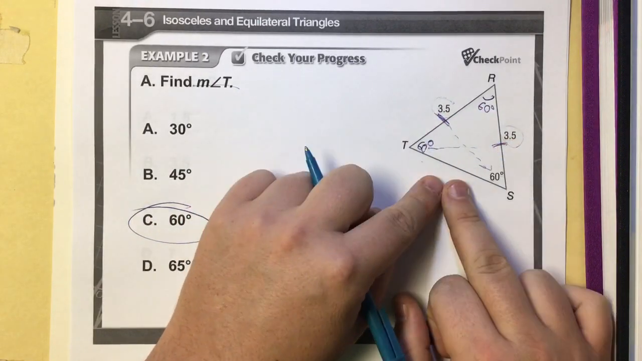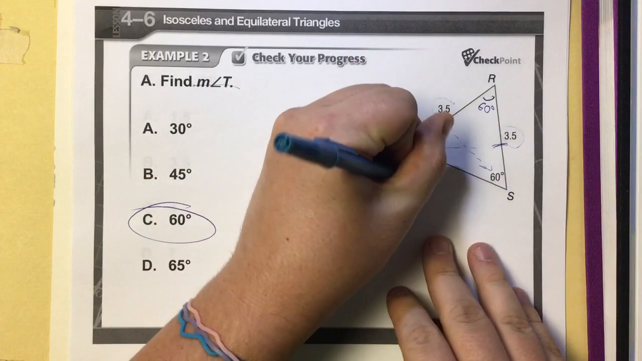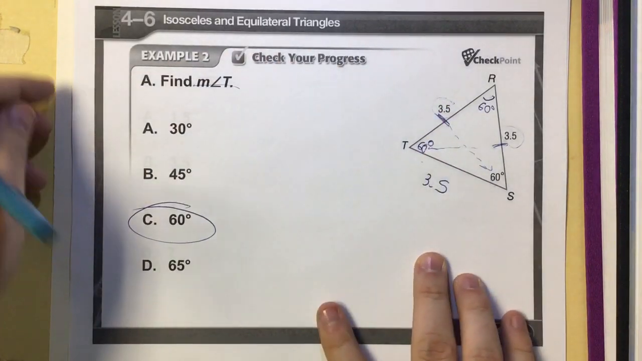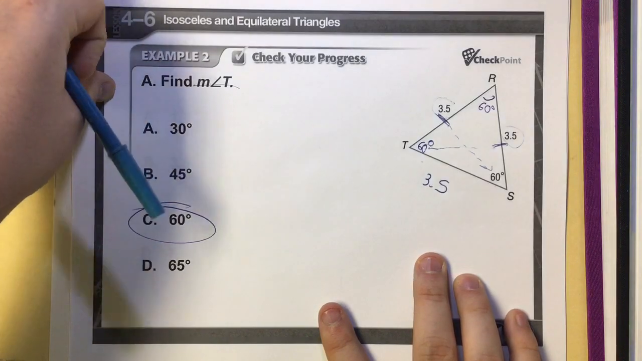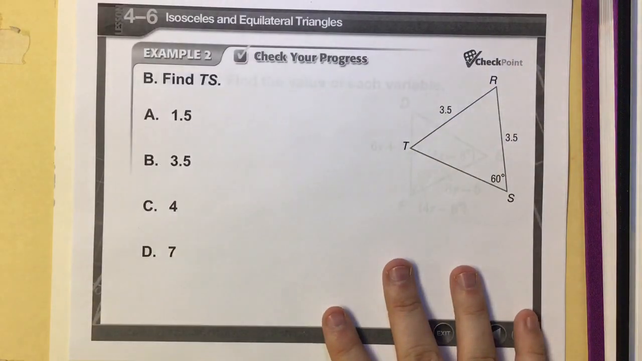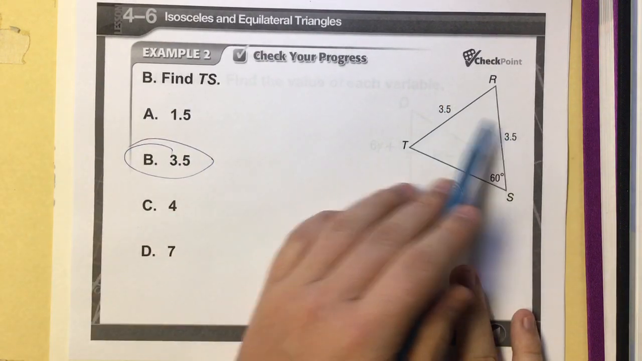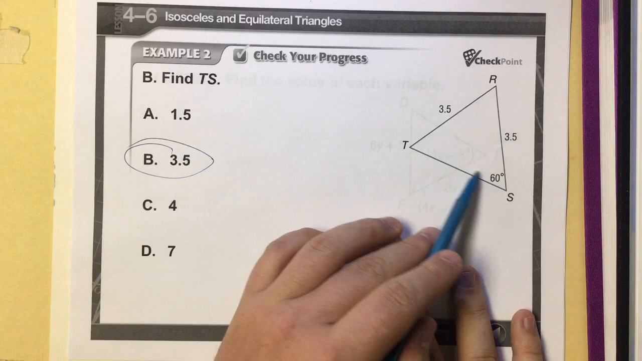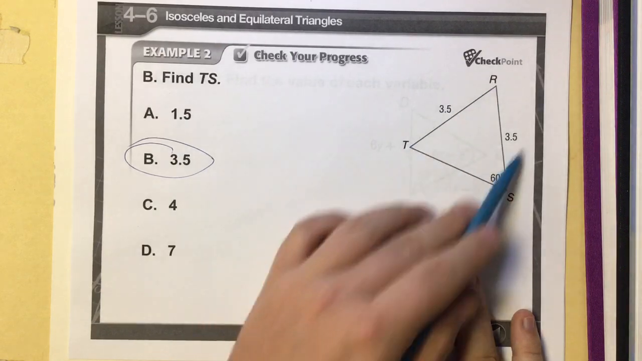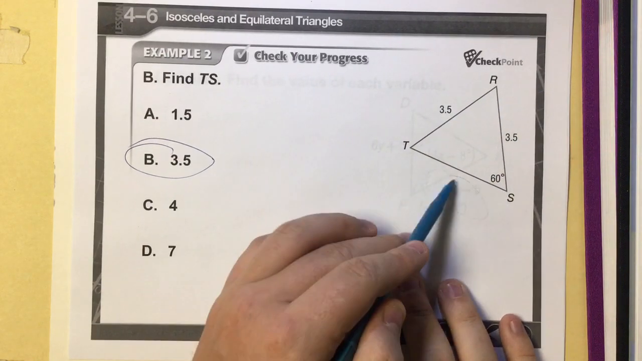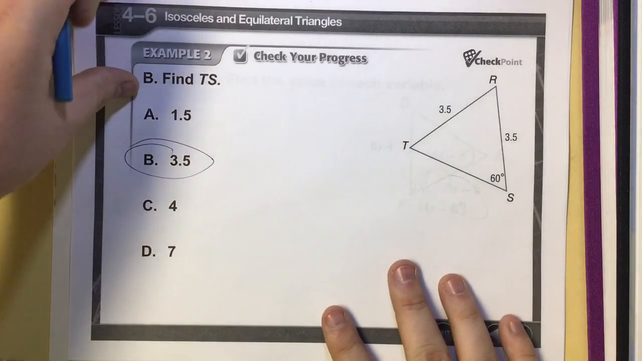These two are both 3.5, so our last side would also have to be 3.5, which, if I remember correctly, is what this question asks. TS has to be 3.5 because, as we just showed, if these two sides are the same, it means these two angles are the same. So this is equiangular, equilateral, so it has to be the same as those.